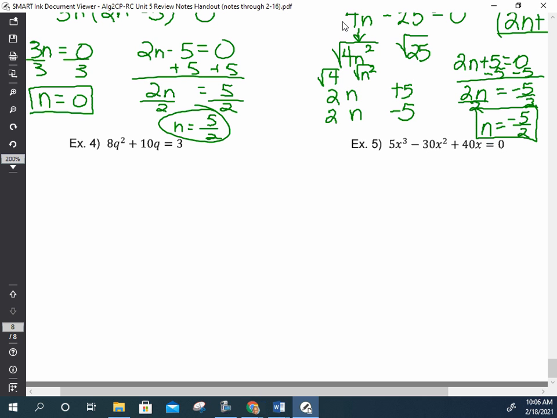So example 4, the same concept, same rules apply. First step, we need the equation equal to 0. You have a plus 3, we have to get rid of it. So to get rid of the plus 3, we're going to have to subtract it. So 8q squared plus 10q minus 3 equals 0.